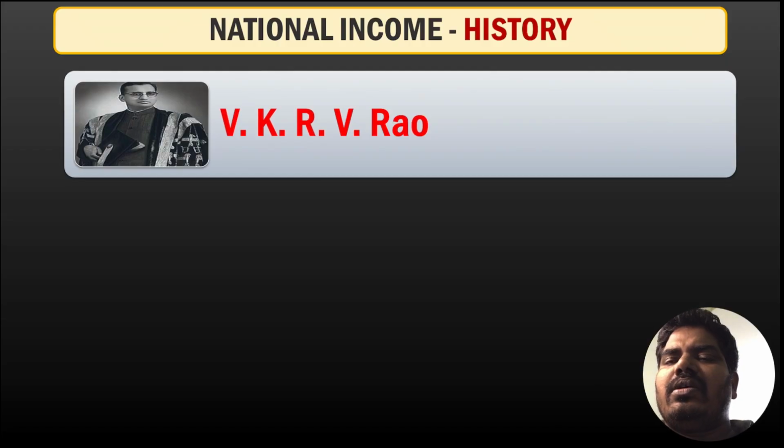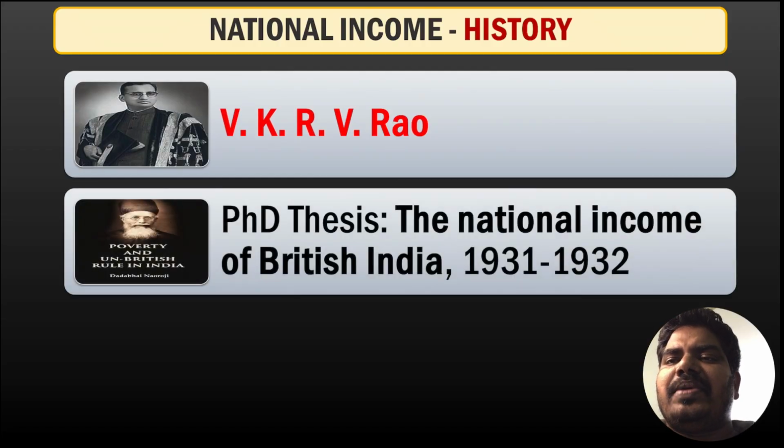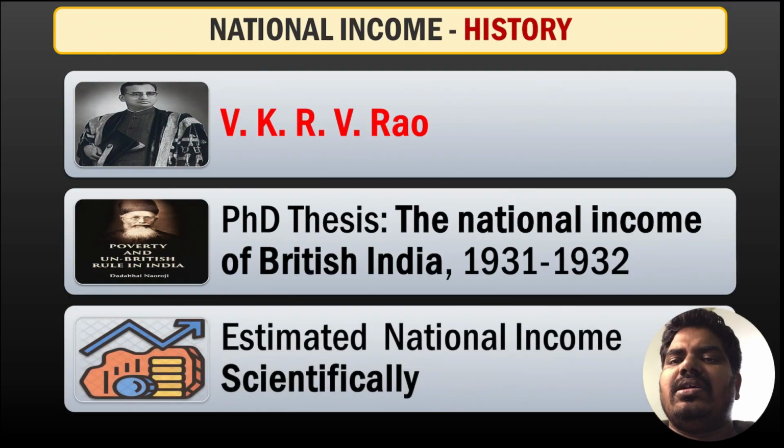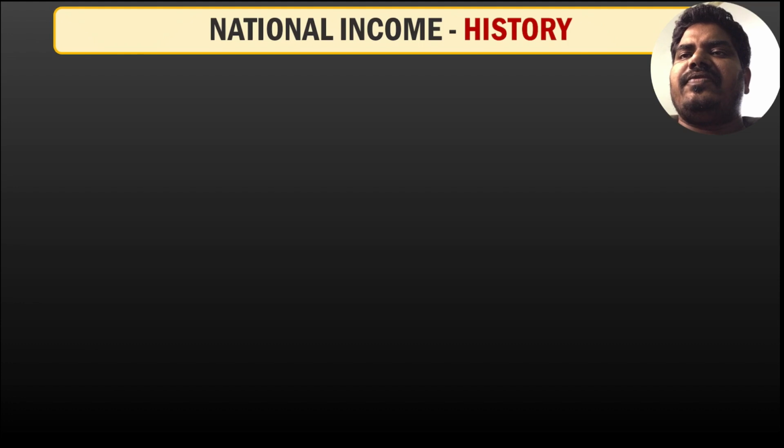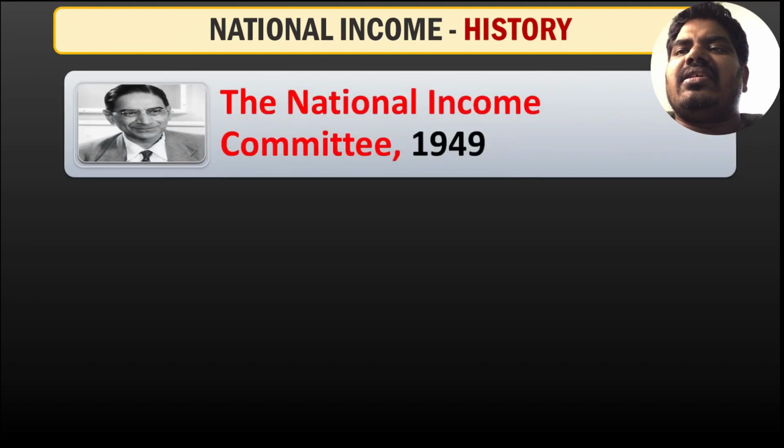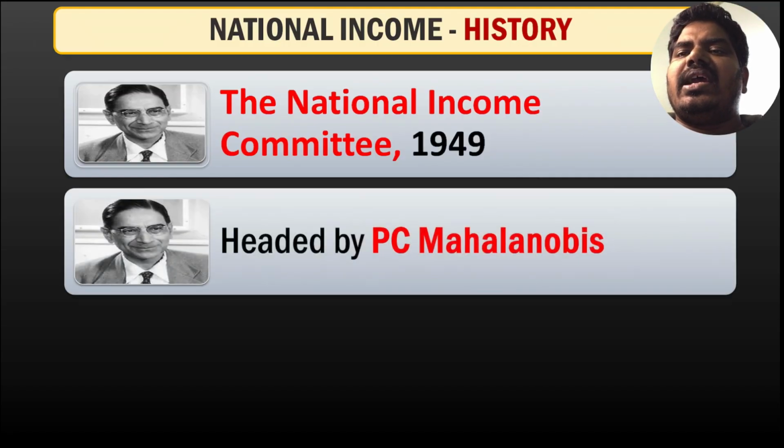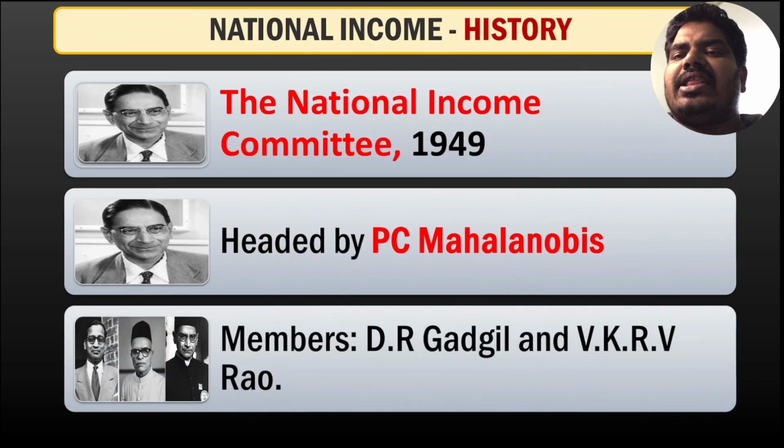Next we have V.K.R.V. Rao, and he wrote a PhD thesis called The National Income of British India during 1931-32. In this PhD thesis, he estimated national income scientifically. Next we have the National Income Committee 1949, headed by P.C. Mahalanobis, and other members of this committee were D.R. Gadgil and V.K.R.V. Rao.